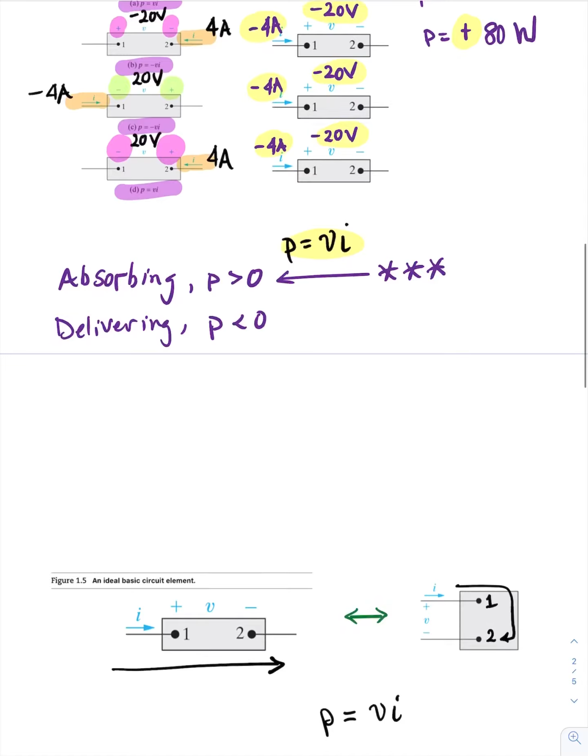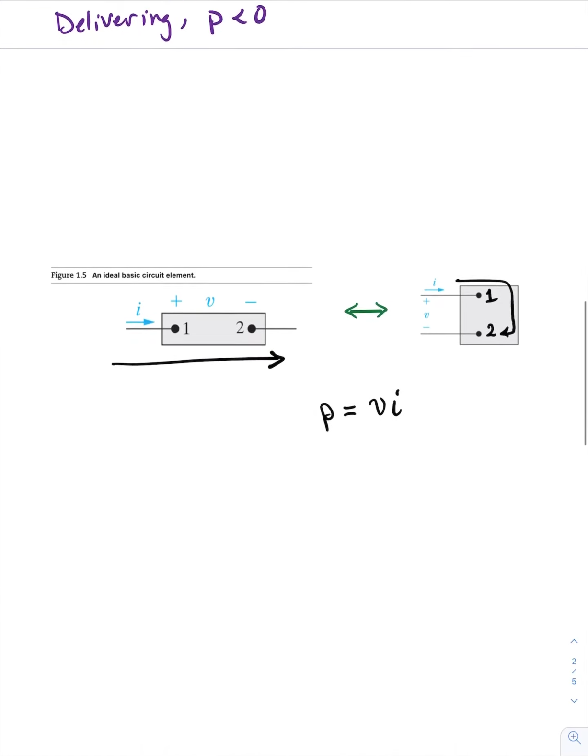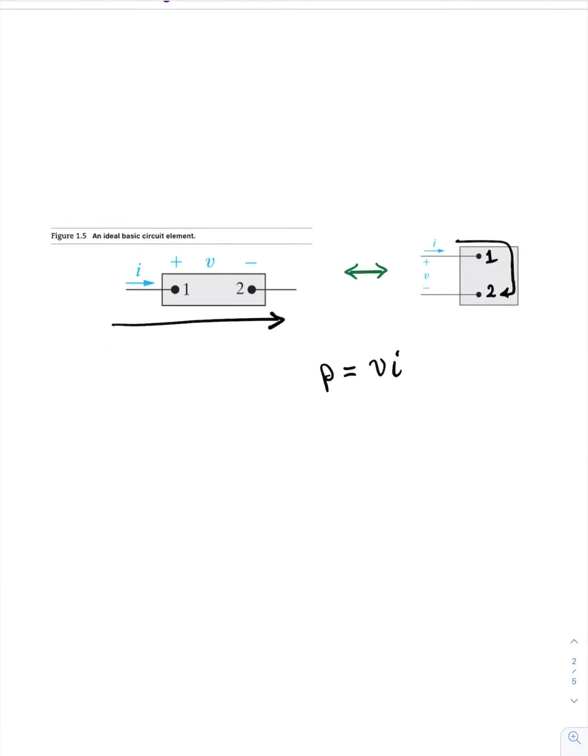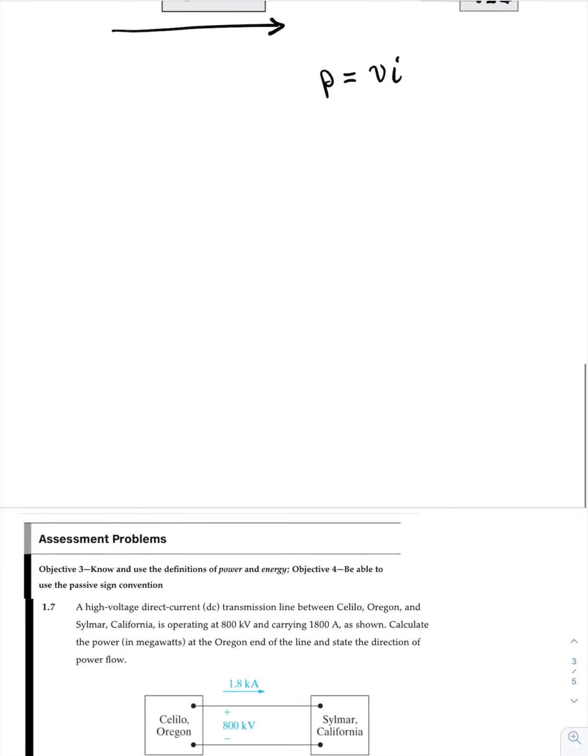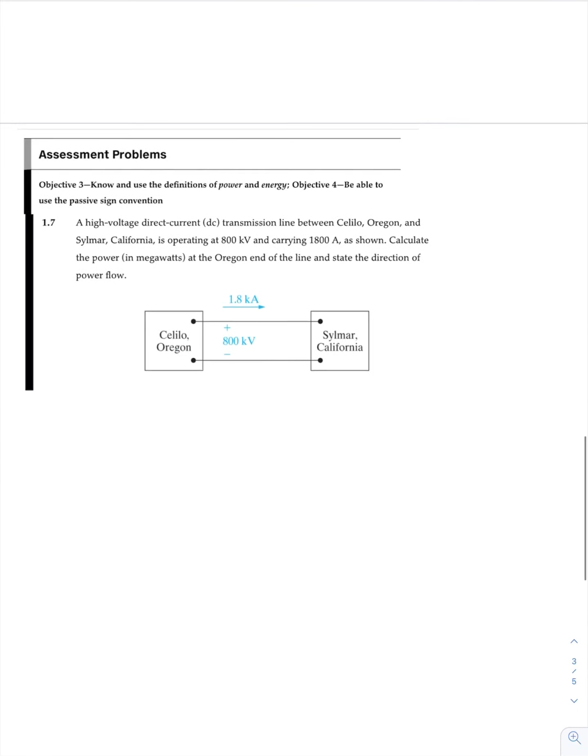Okay, I just wanted to make note that when you are watching the videos, in the text, the older text use the ideal basic circuit element that looked like this, but they are both the same. They are both ideal basic circuit elements, and they pretty much are the same deal there.